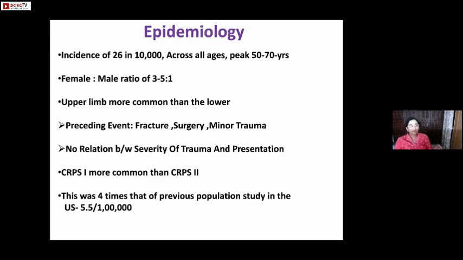A paper from the Netherlands reported an incidence of 26 patients per 100,000 across all ages. The peak is between 50 to 70 years, and the female to male ratio is about 3 to 5:1. Upper limb involvement is more common than lower limb involvement. Usually there is a preceding event like fracture, surgery, minor trauma, nerve injury, or compression neuropathy, but no relation between severity of trauma and presentation was found. CRPS type 1, that is associated with trauma or minor injury, is more common than that associated with nerve injury.